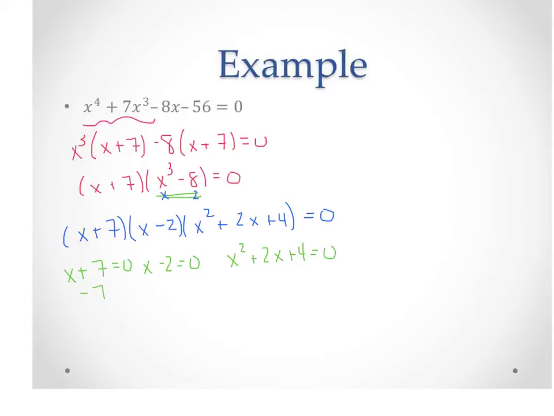Alright, so the first two are fairly easy to solve. You get negative 7. And you get positive 2. But this third one, you can't solve it by factoring because that is not factorable. With 1 and 3 both having the same signs and 2 and 2, you're never going to make 2 in the middle there.